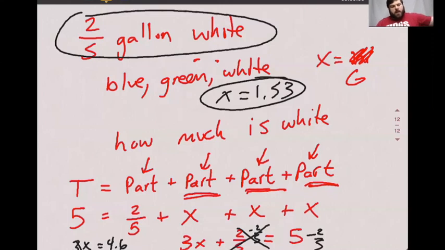All right. So moving on to unit conversion.